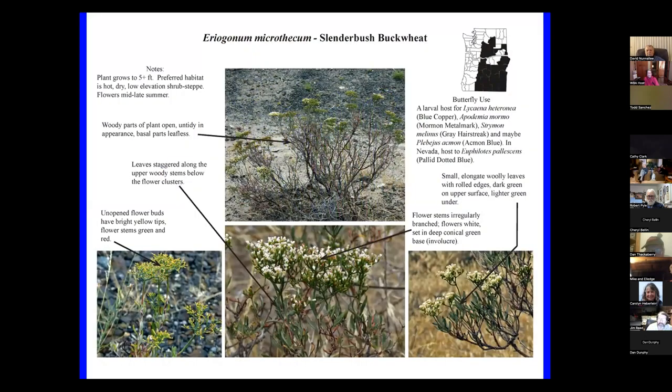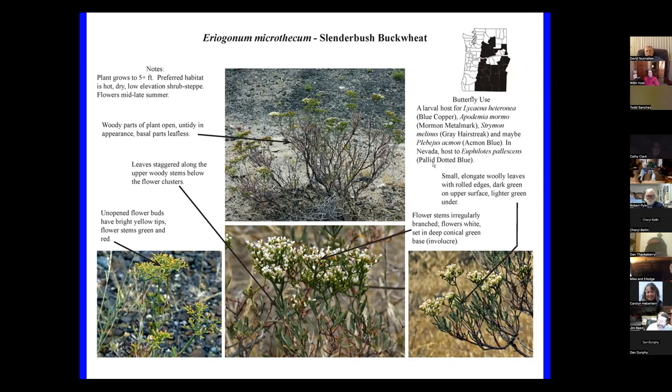Microthecum, this is a very woody plant that occurs in low areas along the Columbia, and this was taken near Vantage. These are certainly not the most photogenic plants that we have, but they bloom with these white blossoms like we have in the bottom center. We don't know too much about butterflies that use this. In other areas, the blue copper, Mormon metalmark, gray hairstreak. The only thing I found here that was almost certainly using it for a host plant was the gray hairstreak, and maybe the Acmon blues.